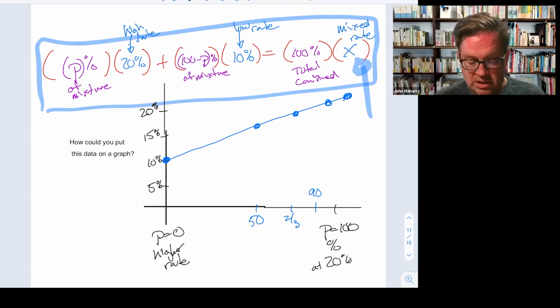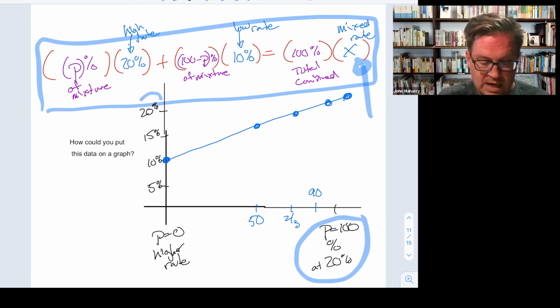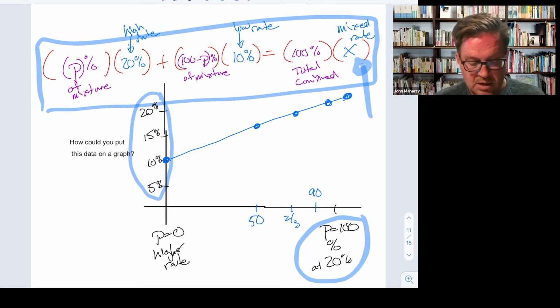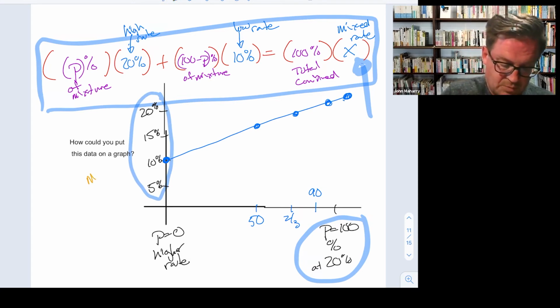And so it comes out to this little chart, and we have, on the horizontal axis, the percent at the higher rate from 0 to 100. And on the vertical axis, we have in this case, the percent of the mixture, the mixture percent.